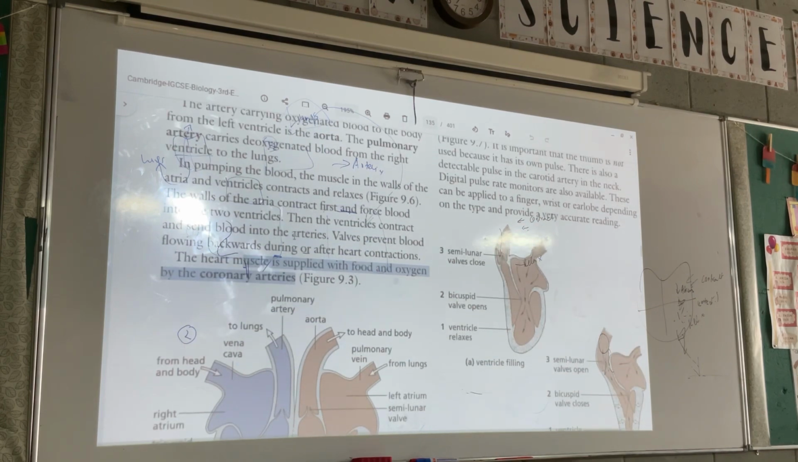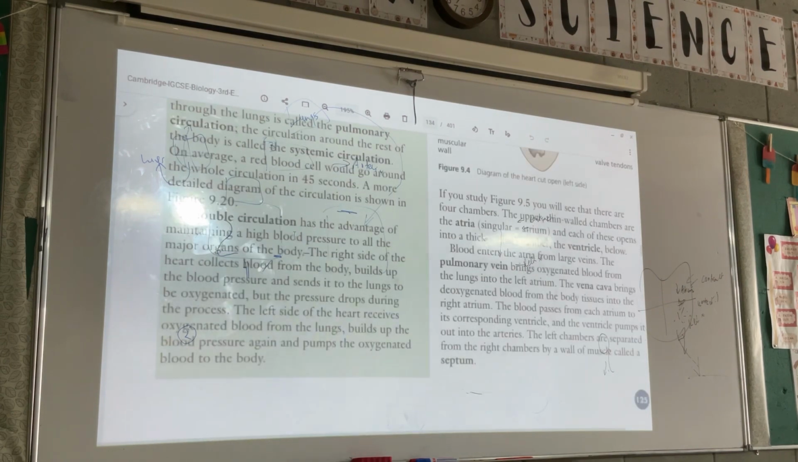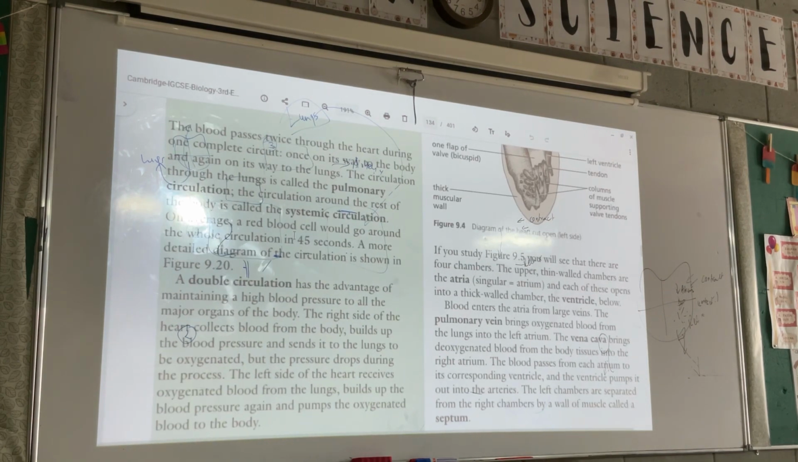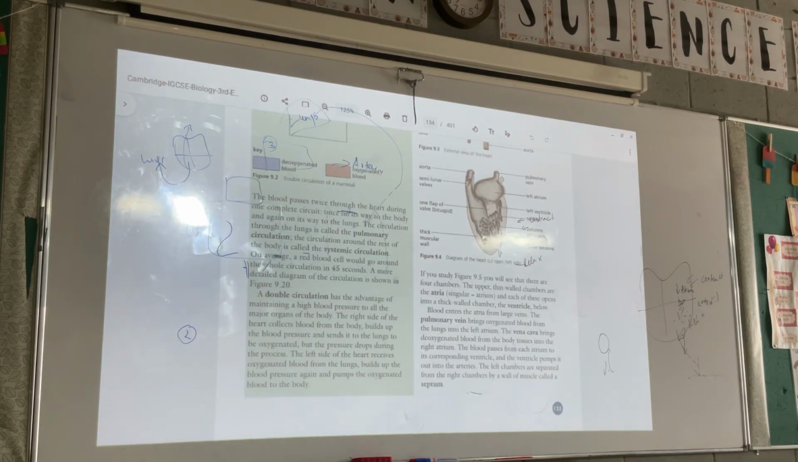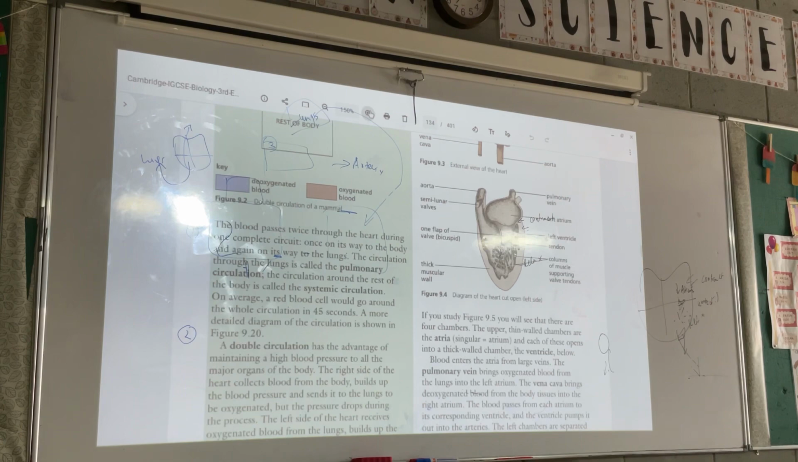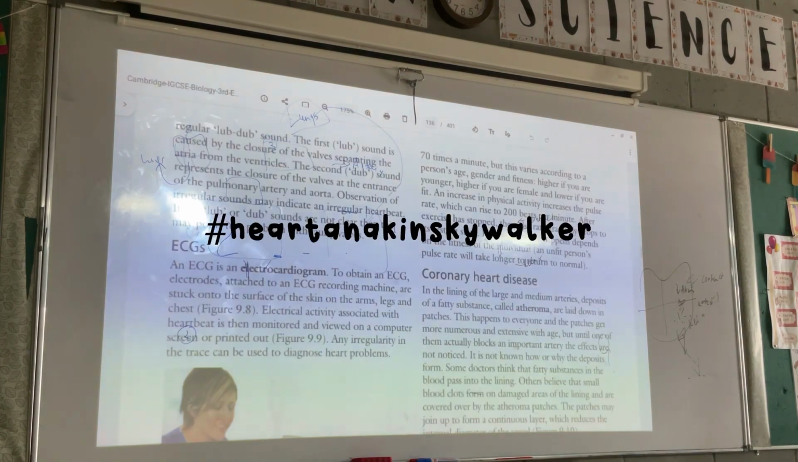So what is the function of a valve if they ask you? Yes, everyone? Function of a valve. Prevent the backflow of the blood or keep blood flowing in one direction. Okay? Alright, there are two types of circulations that you will learn.